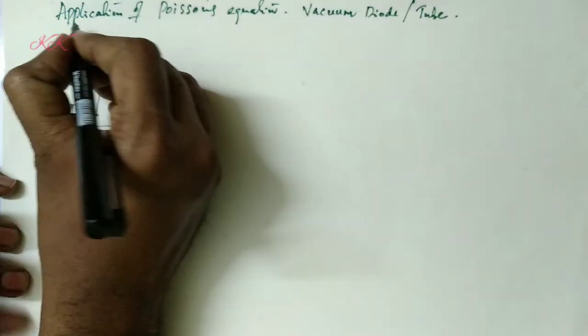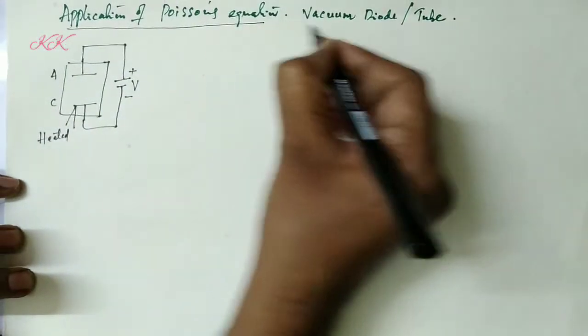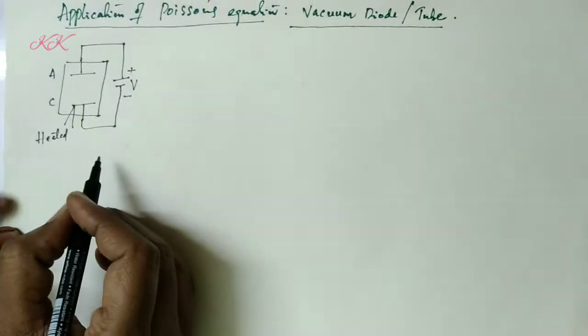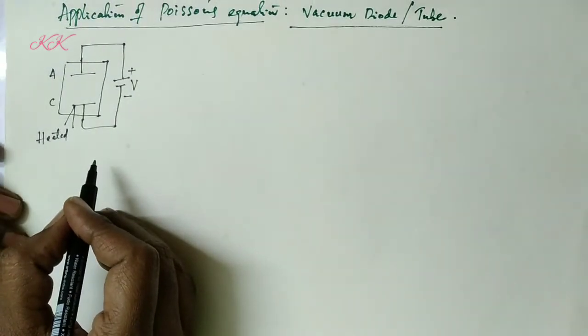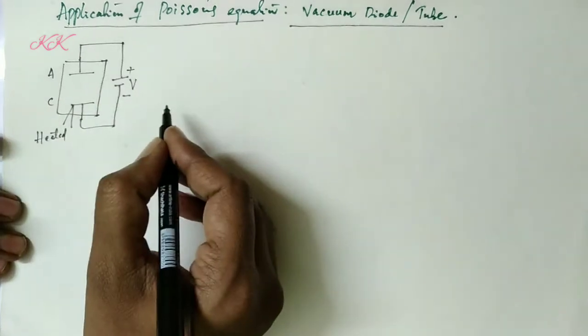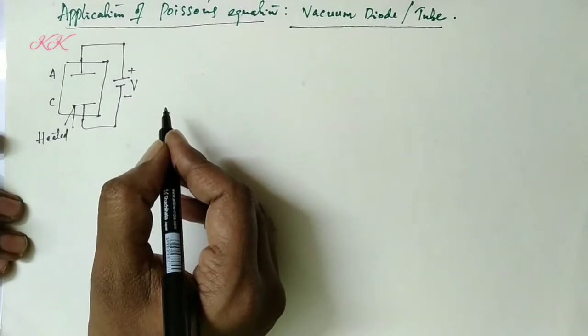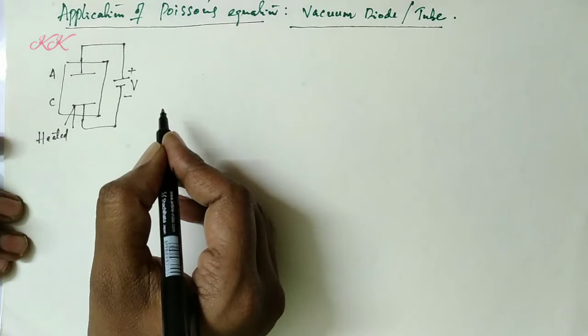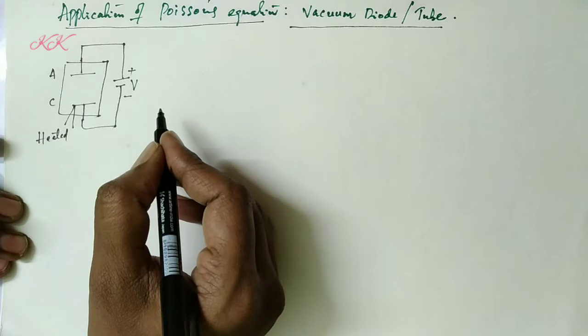Application of Poisson's equation on vacuum tube or vacuum diode. The vacuum diode is a tube version of a semiconductor diode. It consists of cathode and anode separated suitably apart inside a highly evacuated sealed glass envelope. The cathode can be heated either directly or indirectly.